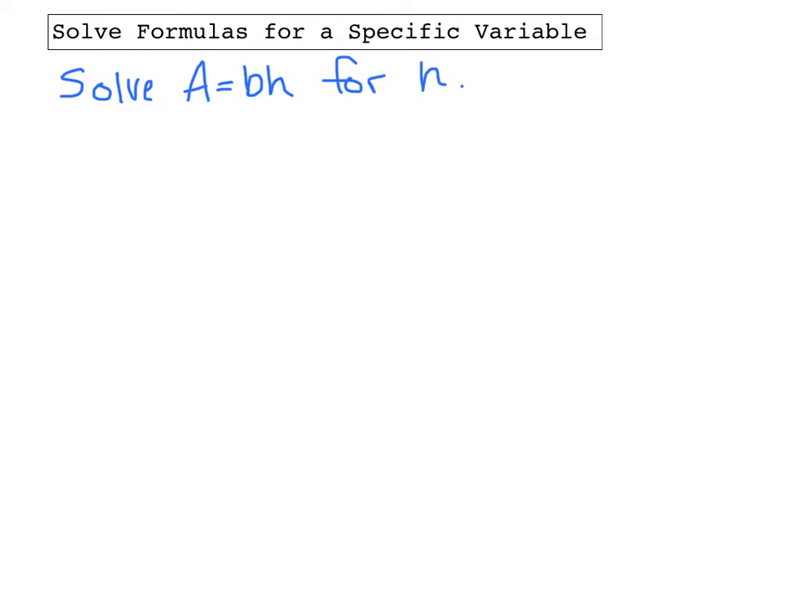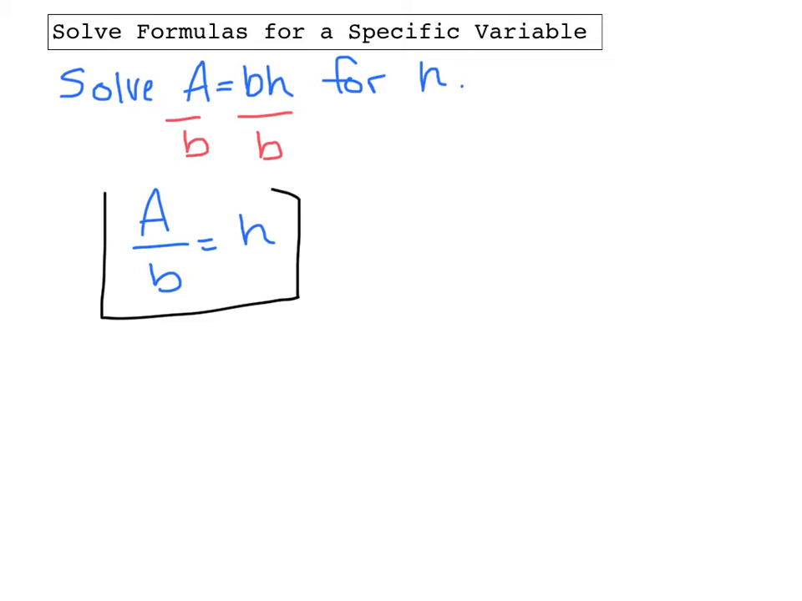To get rid of that B, we do the opposite. So it's B times H, so we're going to divide both sides by B. Then we're left with A over B equals H. H is all by itself, so that is our answer. Okay, that's just a basic example to get us started.